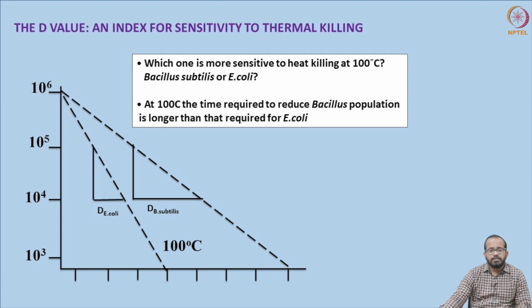Here you can see the E. coli is at 100 degrees centigrade. The time required to reduce the Bacillus population is longer than that required for E. coli. That means the Bacillus population is more heat resistant than the E. coli population. We take decimal reduction time, we calculate the decimal reduction of different bacteria at a reference temperature.